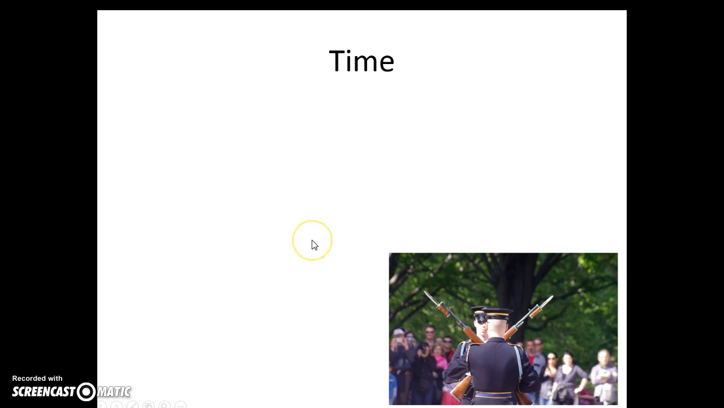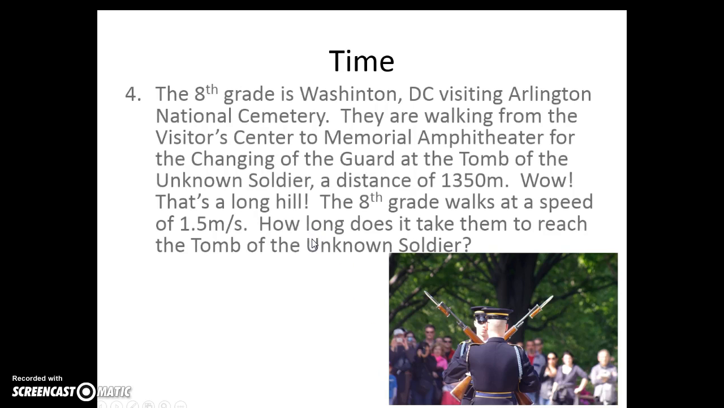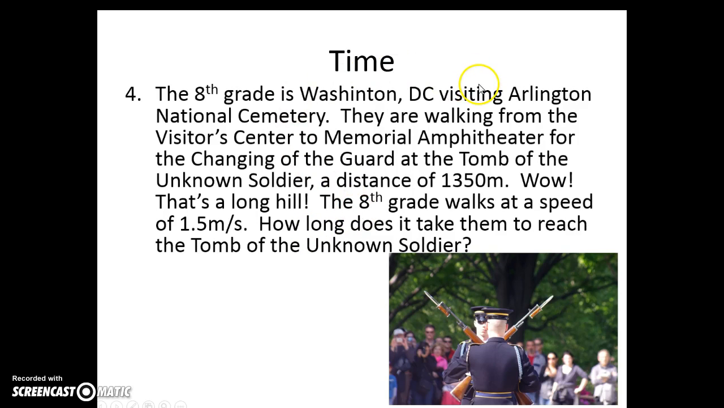Okay, last question. This time we're going to be calculating the time. Here we are in Washington yet again. You're going to have an awesome time on this trip. It's so great. We're walking to the tomb of the unknown soldier. It's uphill, guys, okay? And do not let me hear you complaining, because the people around you in that cemetery have done way worse things than walk up a hill. Okay, so we're going to walk up the hill. The distance, circle it and label it D, 1,350 meters. It is a pretty long hill, I grant you, but still no complaining.